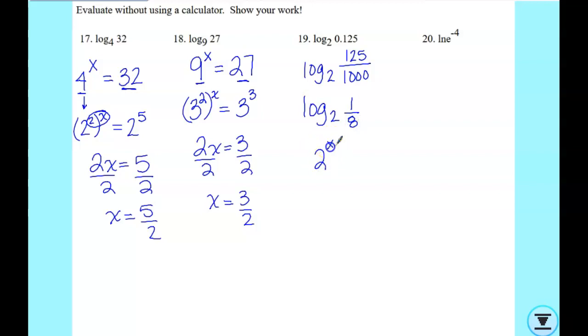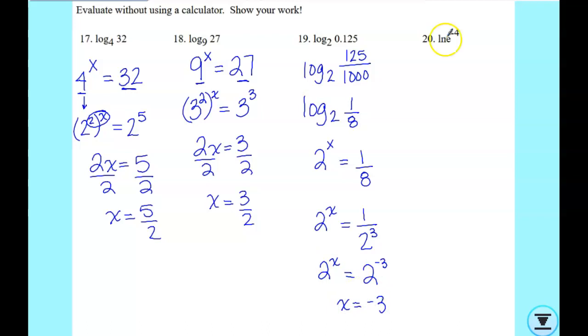So 2 to the power of x is equal to 1/8. I want this number to have the same base as this number. And I also need this number to be a whole number instead of a fraction. So 2 to the power of x is equal to 1 over 2 cubed, but I need this to be a whole number instead of a fraction. So we're going to do 2 to the power of x is equal to 2 to the negative third. Our bases are the same, so we don't use them to figure out what x is equal to. X is equal to negative 3.